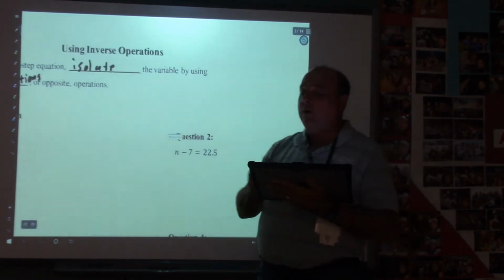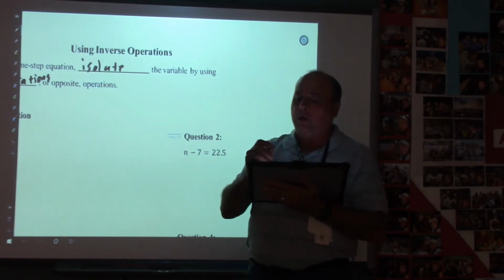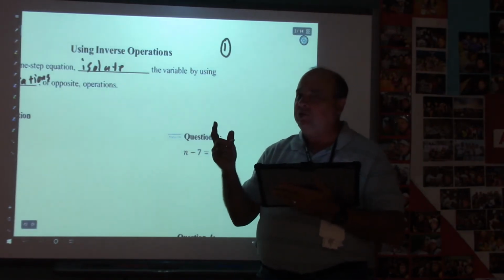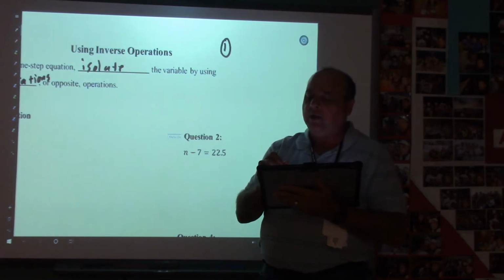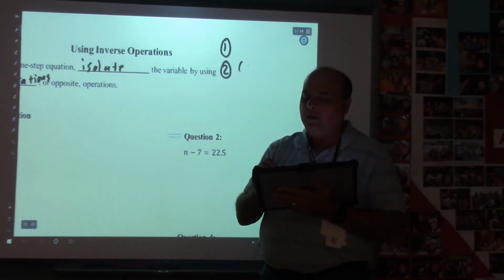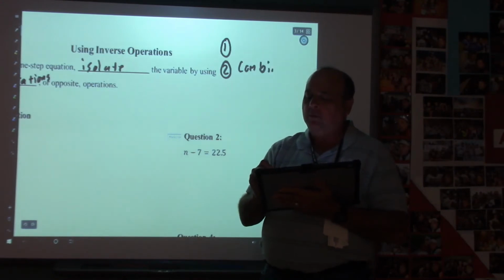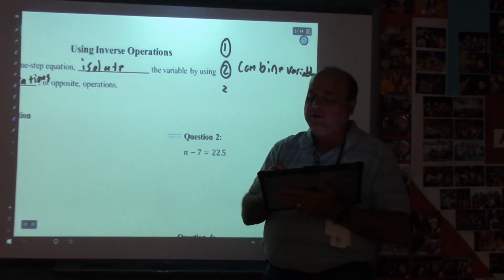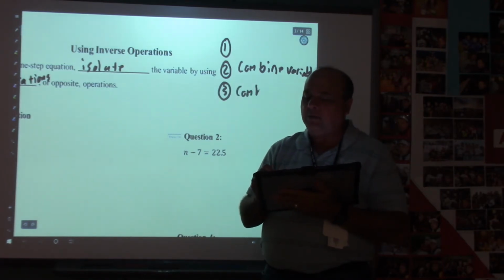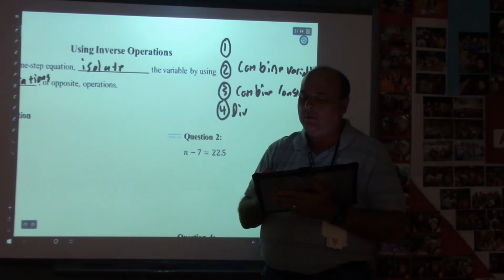Now then, I'm going to show you how to do these with more power, okay? Step one, and this is just one step, so we're not going to do this today. Let's don't write down step one. So step two, write down combine the variables. You won't have this today because there's only going to be one variable. Step three is to combine the constants. And step four is to divide the coefficient. And I will show you how to do those more in detail.